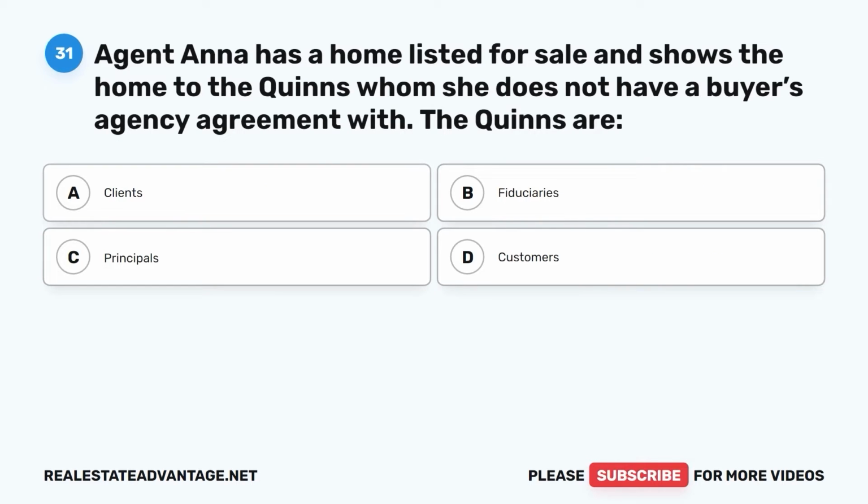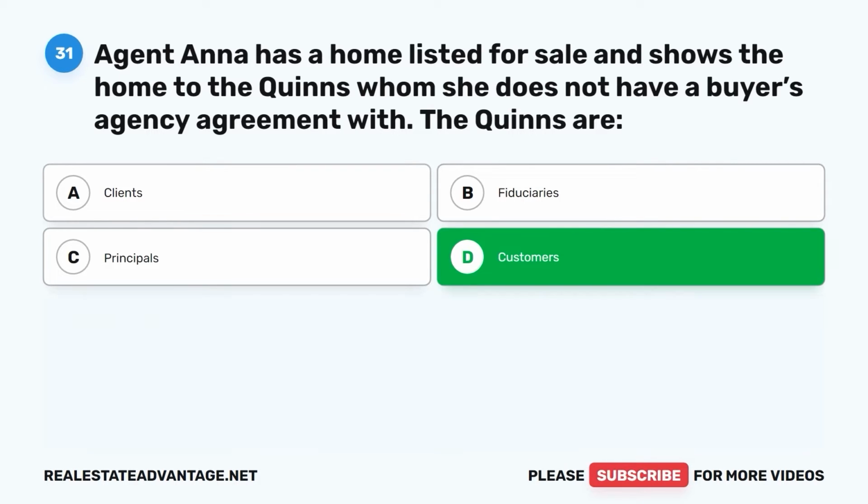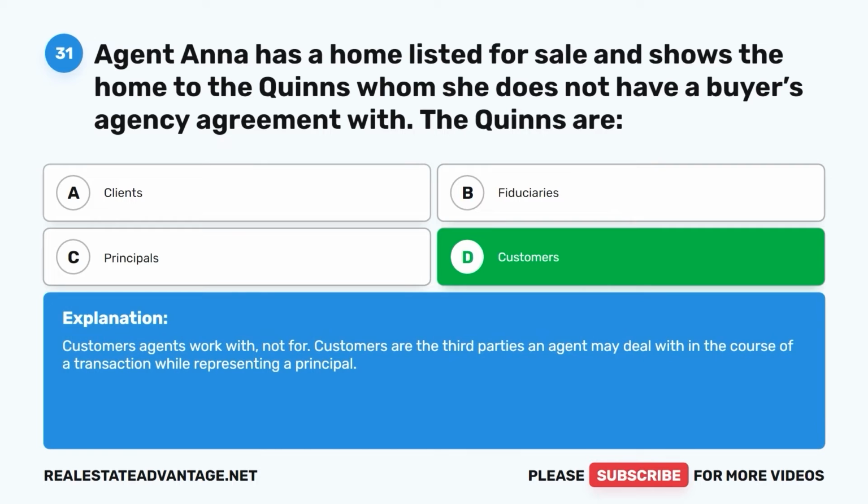Question 31. Agent Anna has a home listed for sale and shows the home to the Quinns, whom she does not have a buyer's agency agreement with. The Quinns are A. Clients, B. Fiduciaries, C. Principals, D. Customers. The correct answer is D. Customers. Customers are who agents work with, not for.